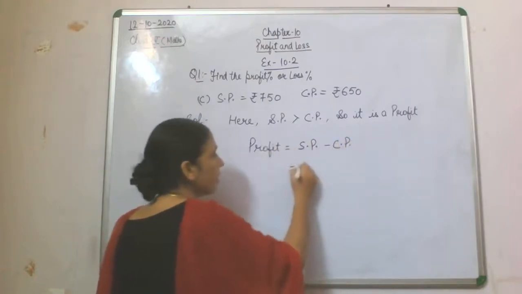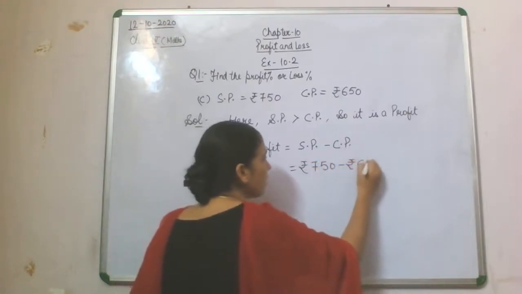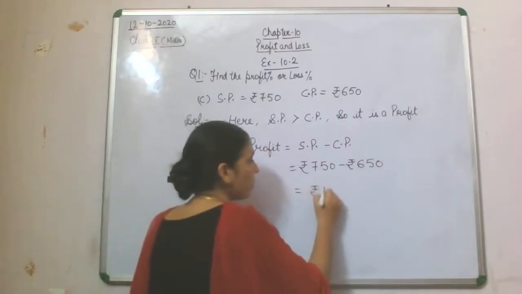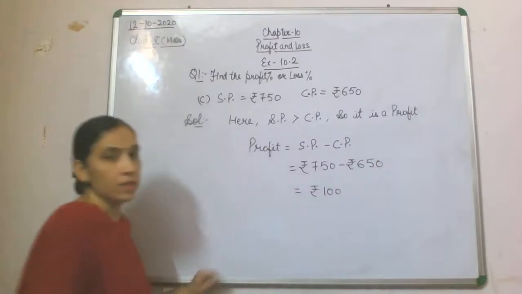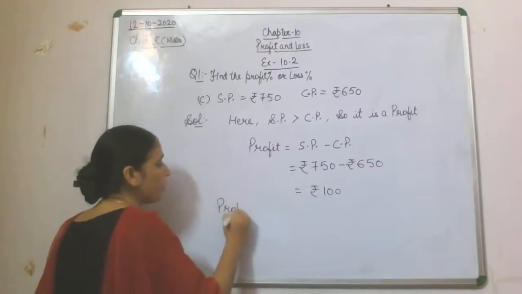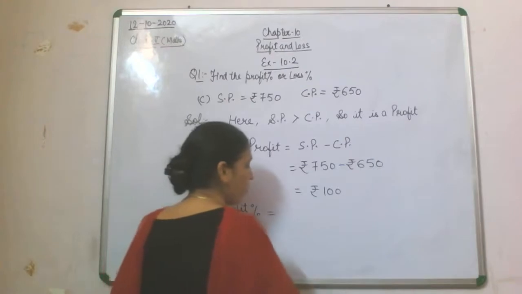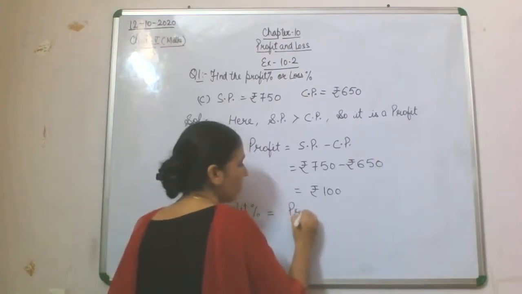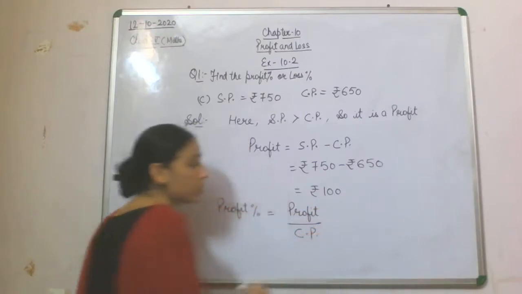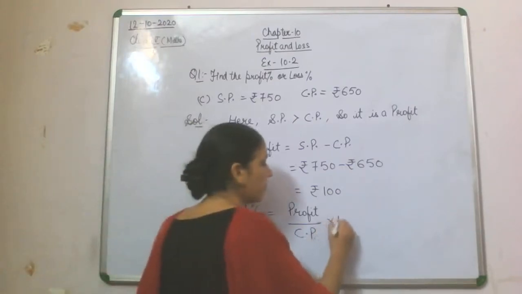Now what is the selling price? Rupees 750 minus rupees 650. So do the subtraction and we will be getting answer rupees 100. So this is your profit. After that we will calculate the profit percent. So what is that profit percent? Profit will be divided by CP, and CP means cost price, and that will be multiplied by 100.